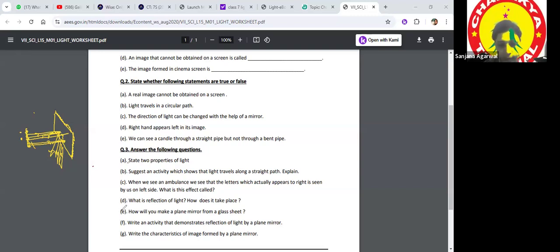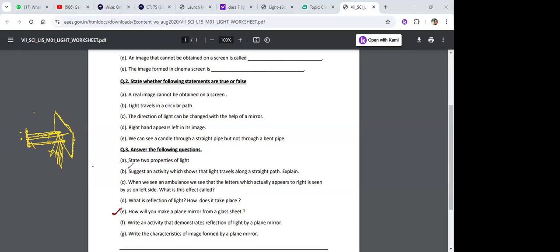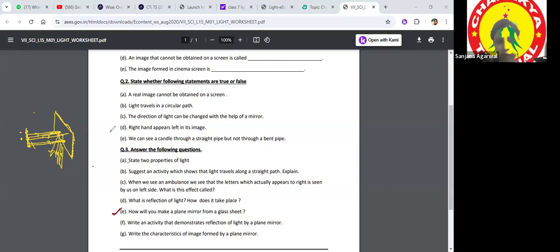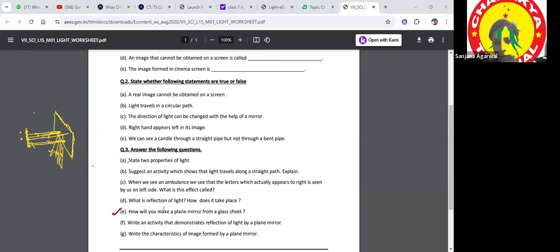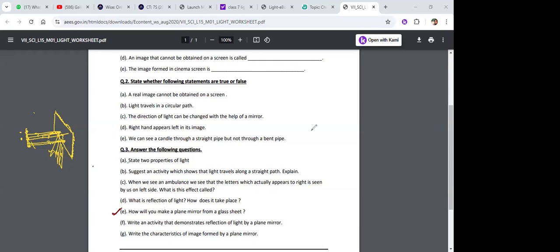What is reflection of light? How does it take place? Already discussed. How will you make a plain mirror from a glass sheet? Hint and answer. How can you make this? Ma'am, actually, I have all those. Can I show? I have the materials. I tried this experiment. This one, with the yellow pen that I have drawn. Not that one, ma'am, the E question, the question that you are discussing.